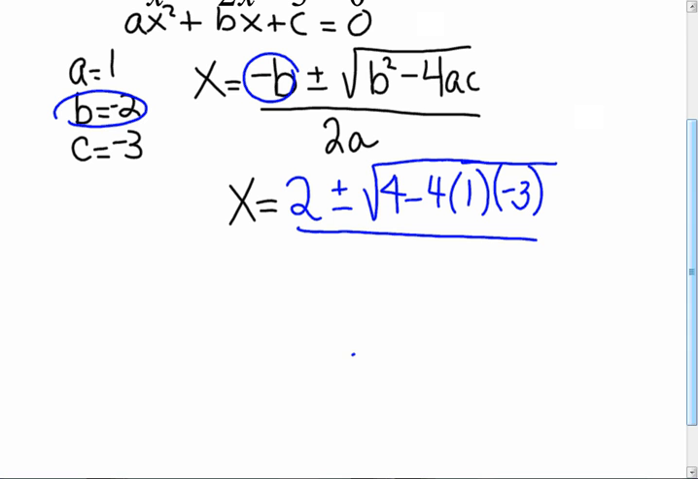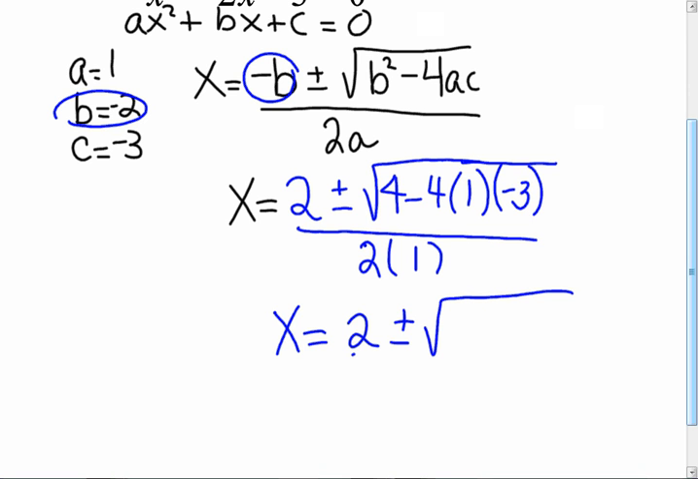Now, my other class, they didn't want to write down the divided by 2A. You have to. It's not right. It's 2 times A. What's A? One. Okay. We don't need a calculator for this. I'll wait. So this is 4.